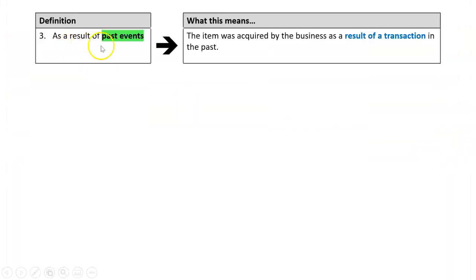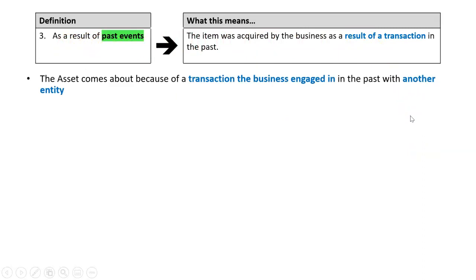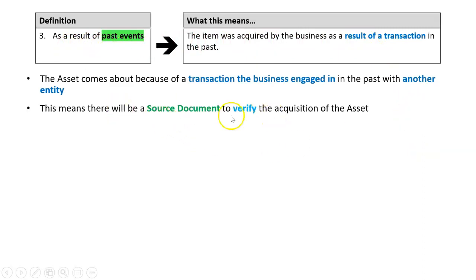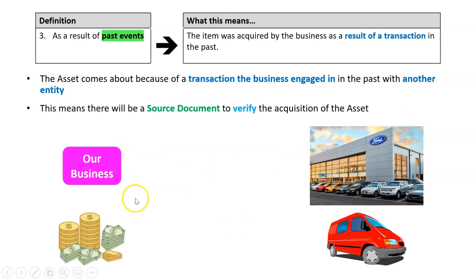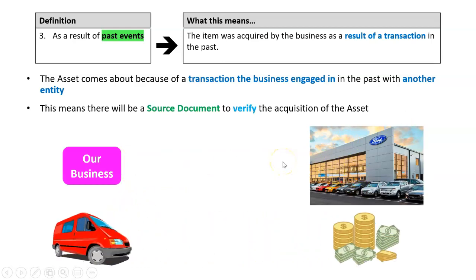And lastly, it's got to be a result of a past event. It's got to be acquired in some sort of transaction. And that's good because it necessitates that we will have a source document to verify the acquisition of the asset. So if we take our business and we take this car, we went to the car dealership, they had the car, we had money, we did a trade, and there's your past event. Now we'll have a source document to prove that, and we got ourselves an asset because it's got to have come as a result of a past event.